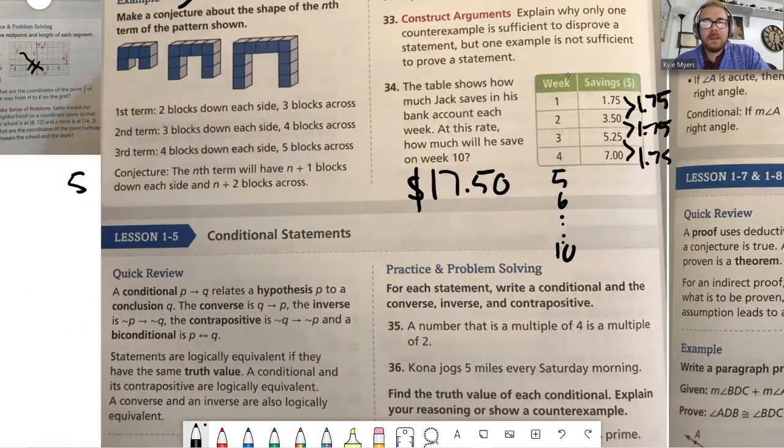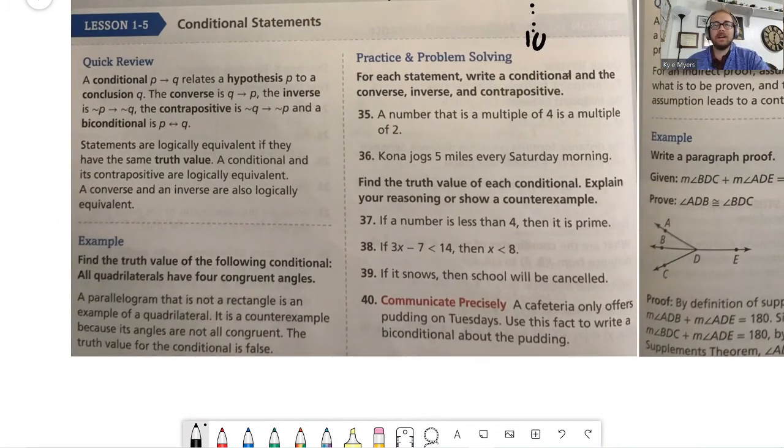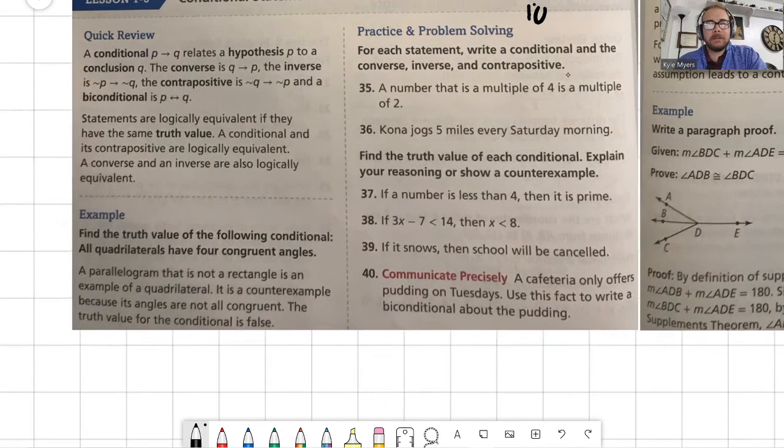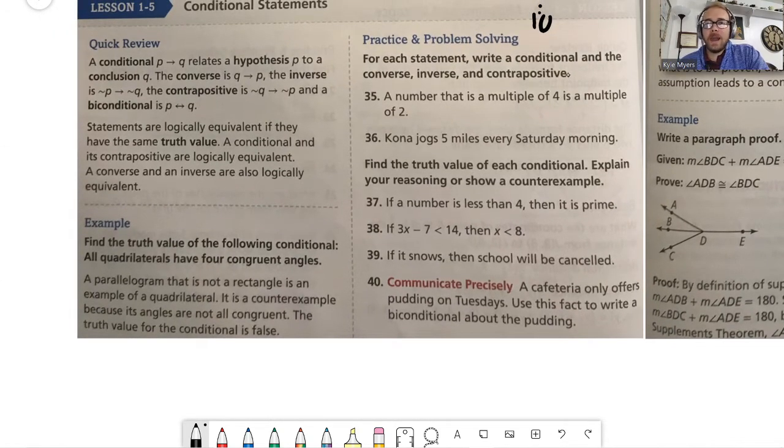All right, lesson 1-5. Conditional statements. Oh, these are so much fun. Okay, so quick review.